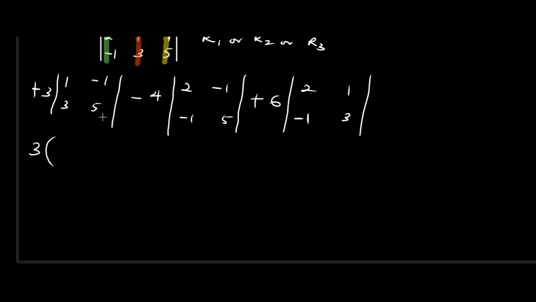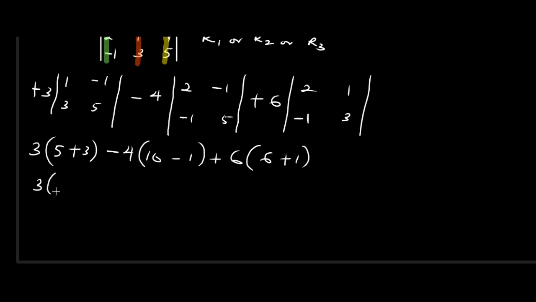So this is 3 into, you now find the determinant of each of these. 5 times 1, that is 5. Minus 3 times 1, that is minus 3, so that will be plus 3. Minus 4 into 5 times 2, that is 10. Minus 1 times minus 1 is plus 1, so that is 1. Plus 6 into 3 times 2, 6. Minus 1 times 1 is minus 1, so that is plus 1.